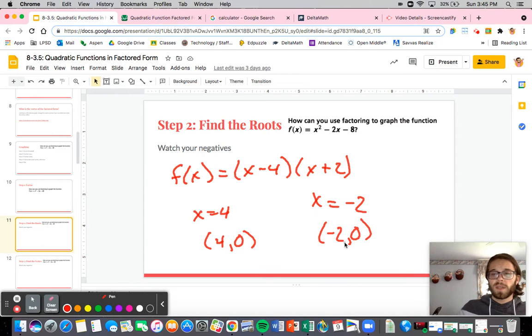Unfortunately, they are reflections of each other across the axis of symmetry, so it doesn't necessarily help you in getting an extra point. It's not like you get 4 points from this. You really just get the 2 because they are their own reflection over the axis of symmetry. All right. That being said, that does mean that we can now figure out what our vertex and axis of symmetry are.